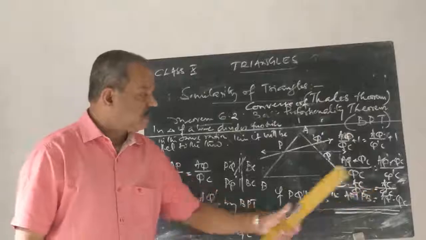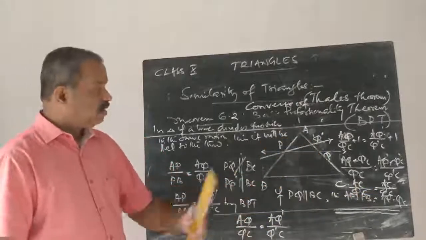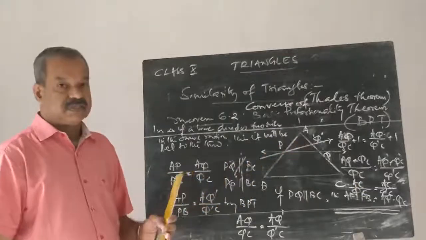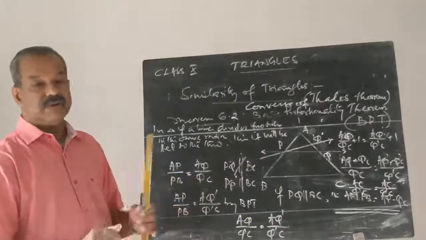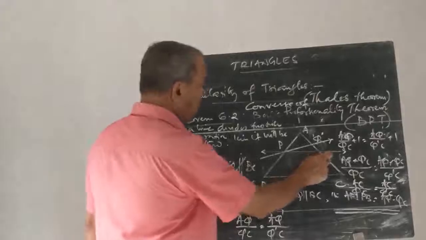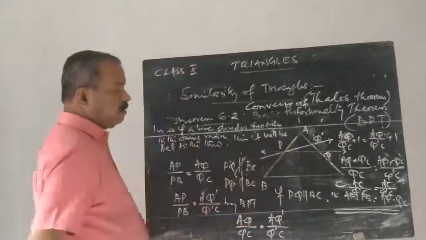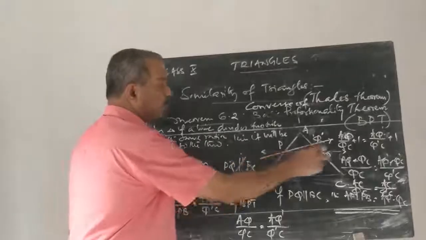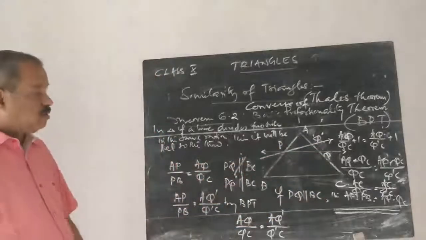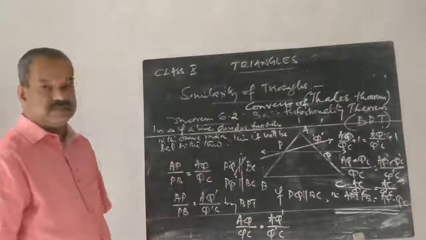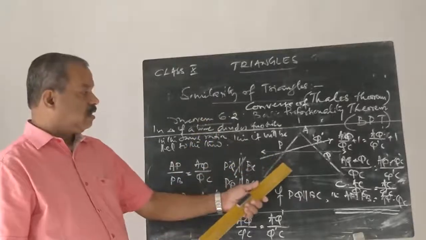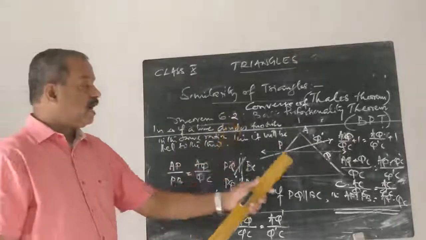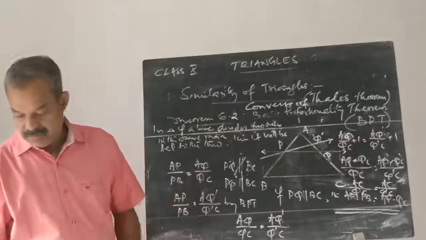What do we get from this? Q and Q dash are the same point. Q and Q dash represent the same point. That means PQ and PQ dash are coinciding lines, the same line. That means PQ is parallel to BC. So the converse of BPT is this: in a triangle, a line that divides two sides in the same ratio will be parallel to the third side.